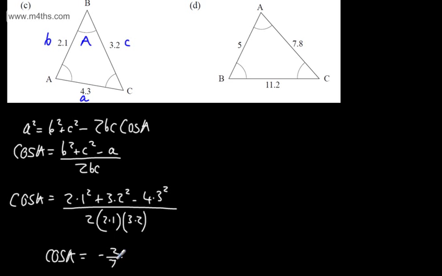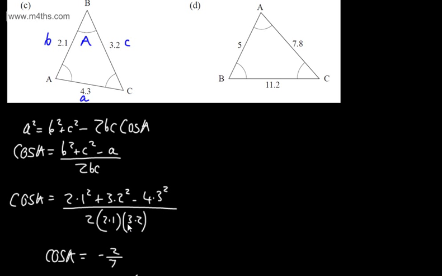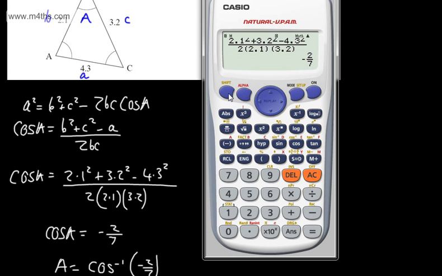So we need to find A. We take the inverse cosine of both sides of that equation. Cos to the negative 1 of negative 2/7, and we'll get a value for that. So if we do that, let's go ahead and do that one. So we'll take now the inverse cosine of negative 2/7, and that is going to give me now 106 degrees. So 106 degrees is our answer.